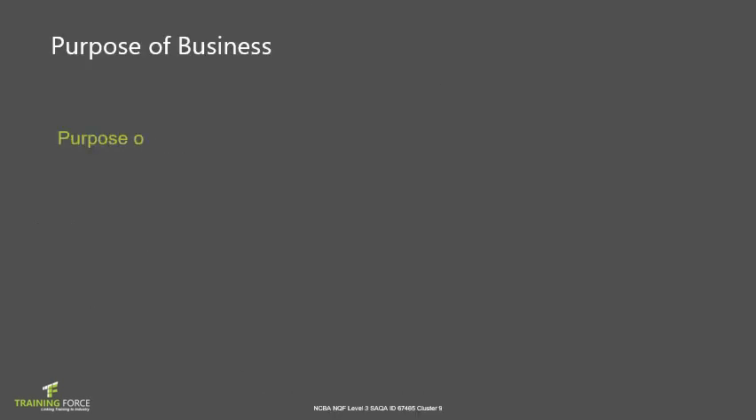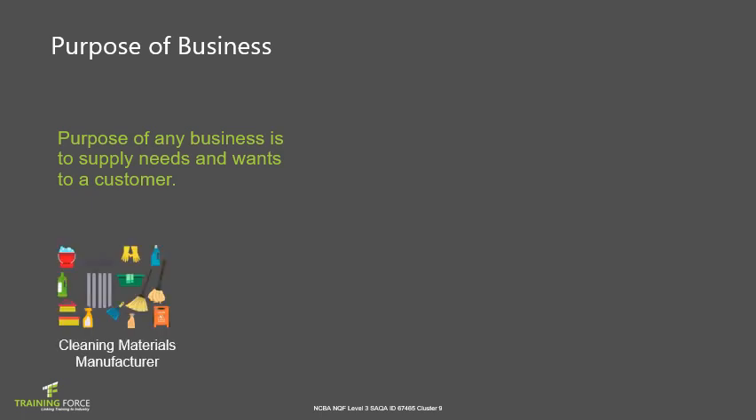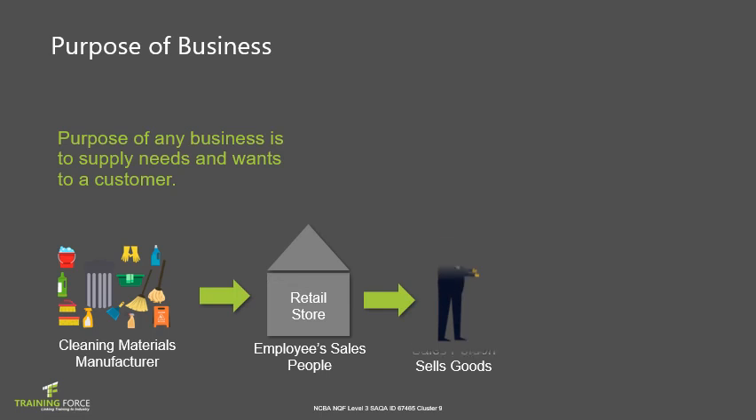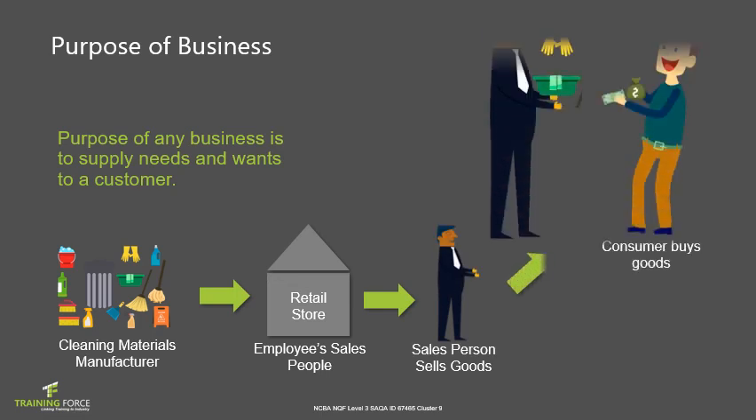So the overall purpose of any business is to supply needs and wants to a customer. They do this by supplying products and or services that fill the needs of the customers. The manufacturer manufactures the car, taxi, bus, furniture, cleaning materials, etc. The goods are then sold to the trader, where the customer can buy what he or she wants or needs. This is called trading stock.